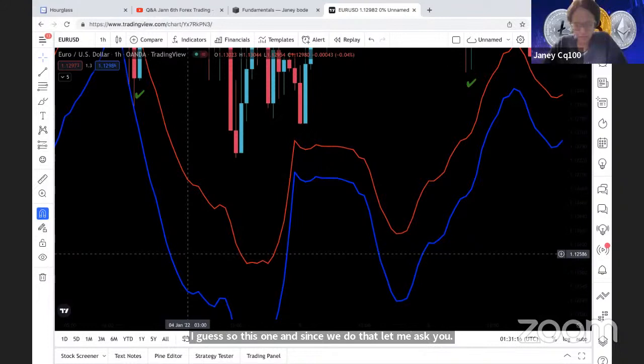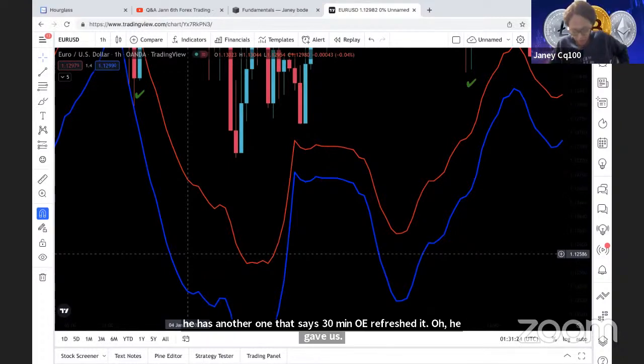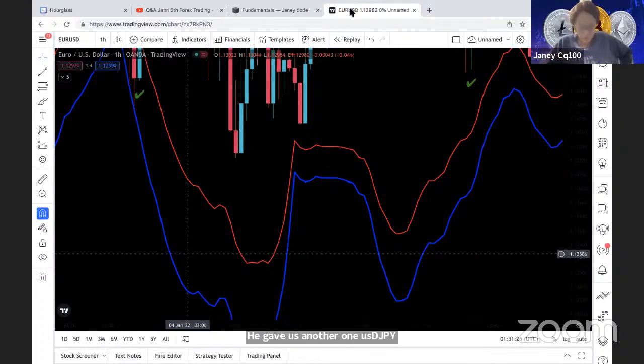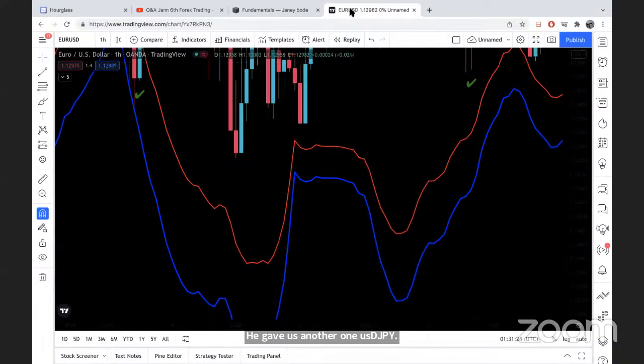Oh, he has another one that says 30 minutes. Oh, he refreshed it. He gave us another one, USD JPY. Let's see that one. And it says bearish zone. That's what you were telling me, Rose, before.